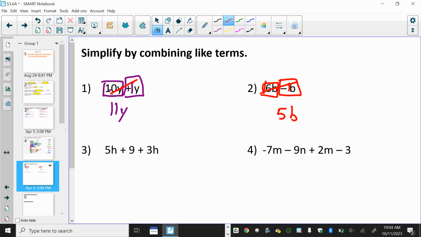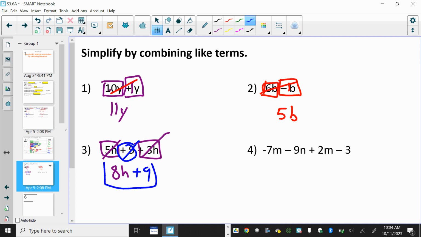Next, 5h plus 9 plus 3h. So let's box. So I have my first one of these squares. 5h. 9 is not an h. I'm going to go to plus 3h. I'm going to take the sign with it. So I have 5h plus 3h. 5 plus 3 is 8. Bring down my h and cross them off. Then next, plus 9. No other constants. I'm going to write plus 9. Cross it off. Here I am done.